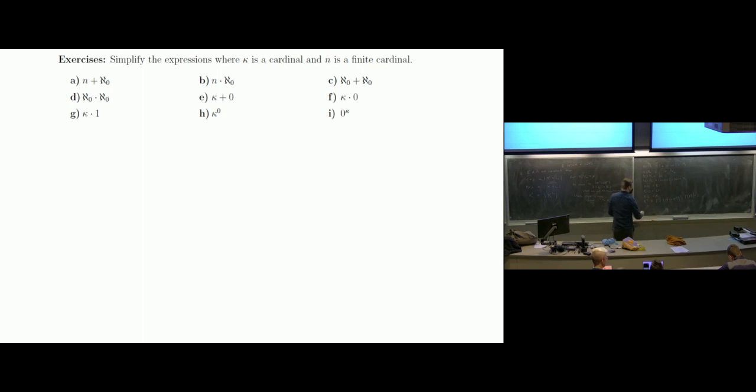What about 0 to the kappa? You'd have to think about it. So does this change if it's the empty set on the right-hand side here? So how many functions are there from the empty set to itself? The answer is still 1. The empty function.